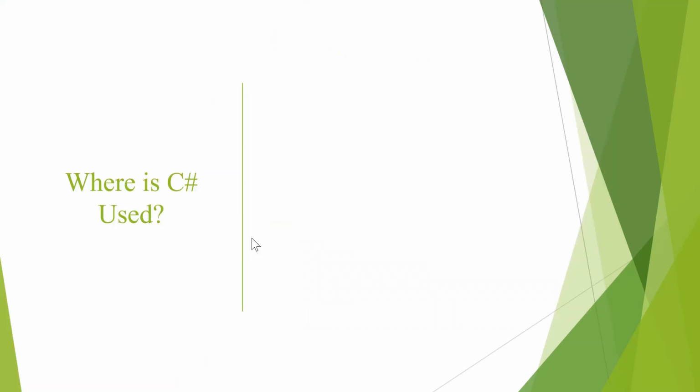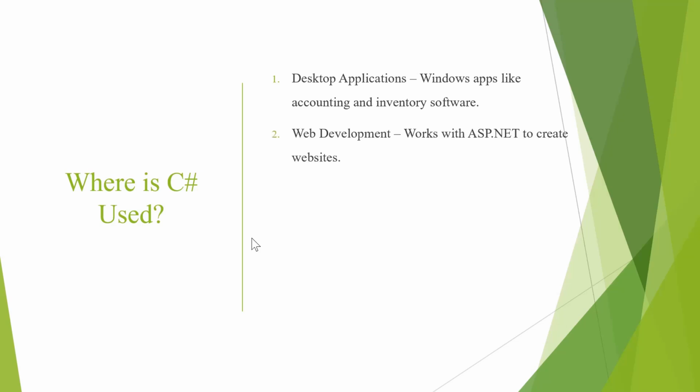C Sharp is a very versatile language. Let's look at some of the areas where it's commonly used. Many Windows applications, such as accounting and inventory software, are built using C Sharp. It provides a robust way to create powerful applications with graphical interfaces. C Sharp works with ASP.NET, a powerful framework for building dynamic websites and web applications. Many large-scale web platforms rely on ASP.NET for their backend system.